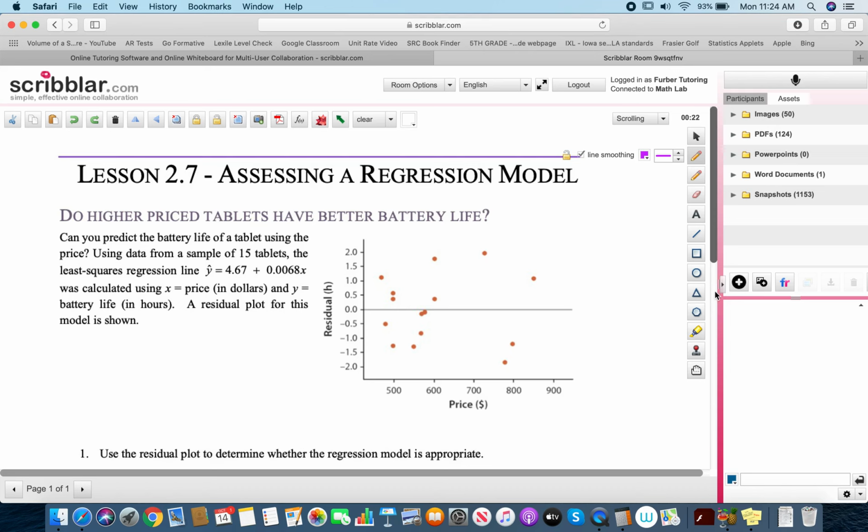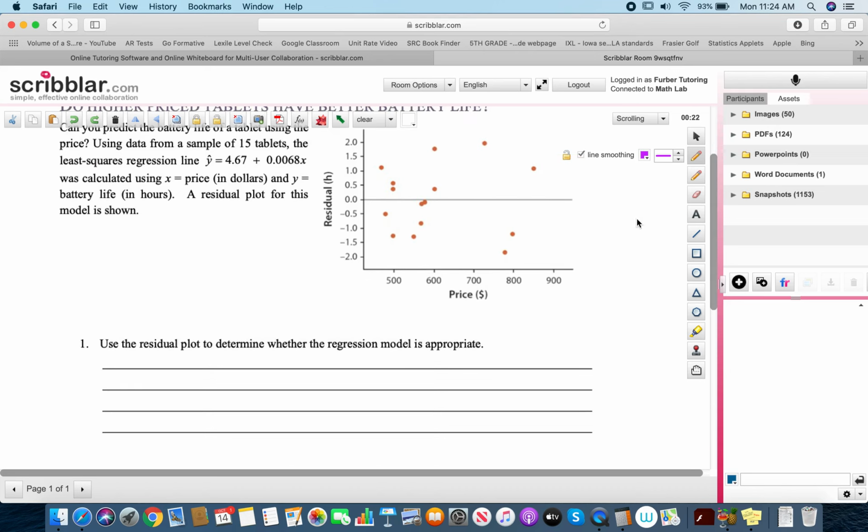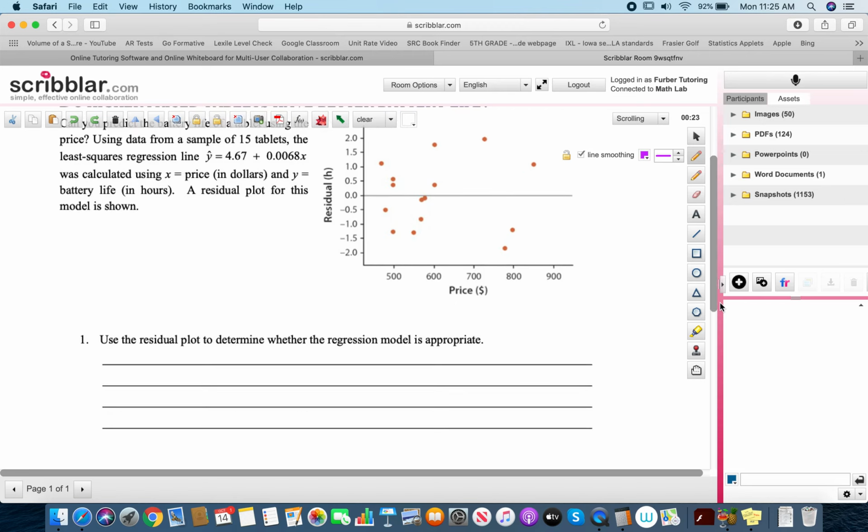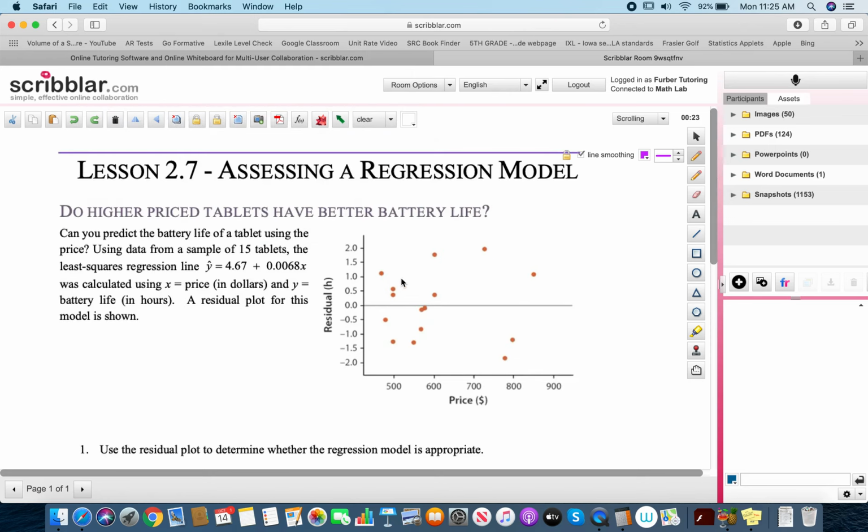With this line that you see right here, you are supposed to look at whether or not the regression model is appropriate. Again, this is a residual scatter plot, which shows the variability of the residuals. What you should be able to see here is that this line is kind of right in the middle. There are some values above and some values below, but in general, it's kind of equal.